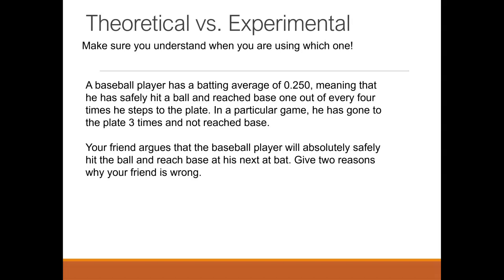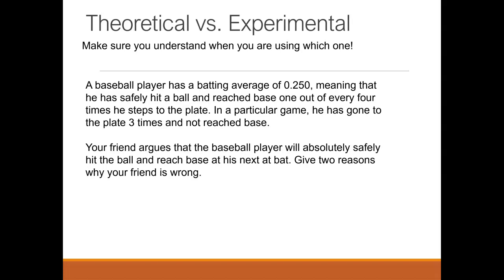His batting average is a theoretical probability? Nope. Experimental, because he actually has gone and hit the ball, right? Yeah. Those are recorded. They happened in the past. How is the friend trying to use that experimental probability as a theoretical one, right? That's kind of mixing the two in a way that you probably should not do.